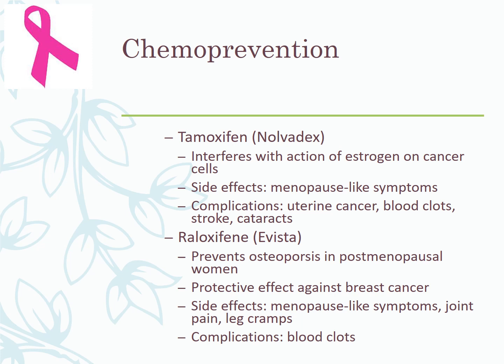Evista is another one. It prevents osteoporosis in postmenopausal women. It does have a protective effect against breast cancer. Side effects, again, menopause-like symptoms, joint pain, and leg cramps. And then again, they have a complication of developing blood clots. So it does have quite a couple of benefits that go along with it. So those are just a couple of drugs that we might administer to our breast patients.